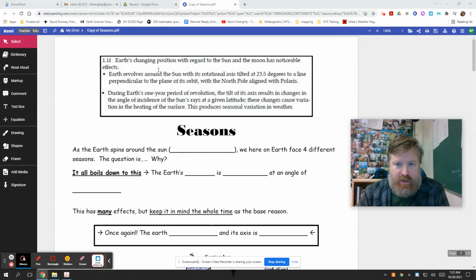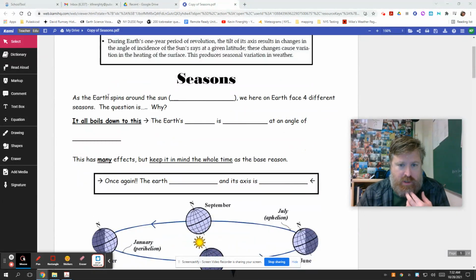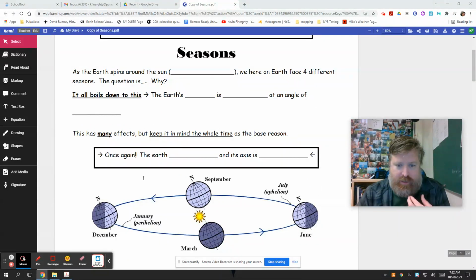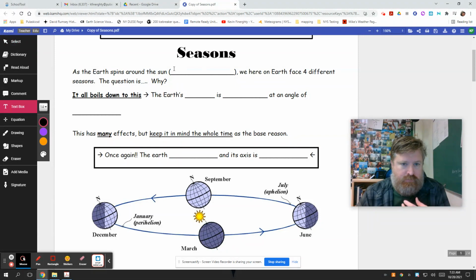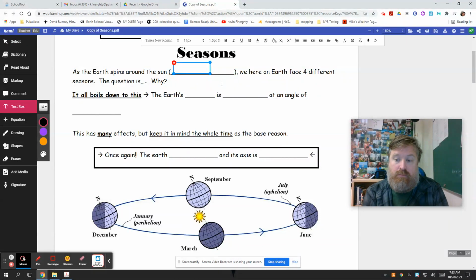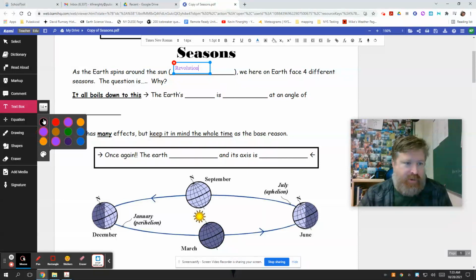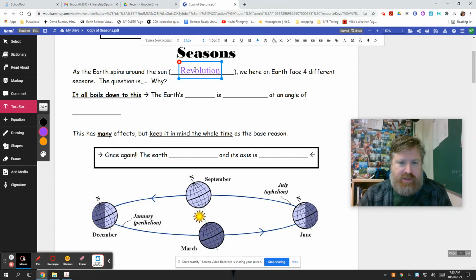Here's the state standard up here. That's going to tell us exactly what we need to know. Check it out. But let's put that in a little bit more plain English right here. As the Earth spins around the sun, which is one revolution, remember to keep that straight from rotation, we here on Earth face four different seasons.